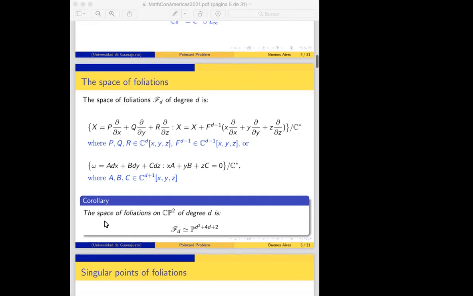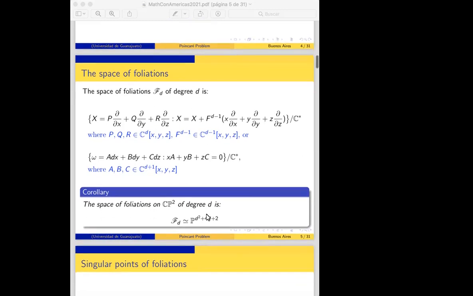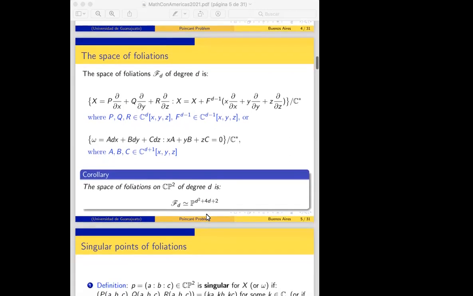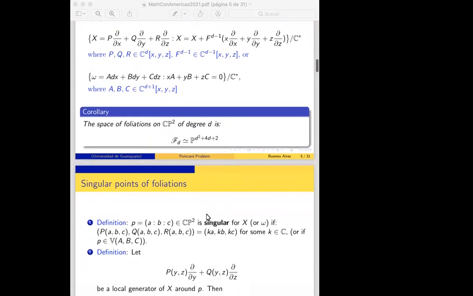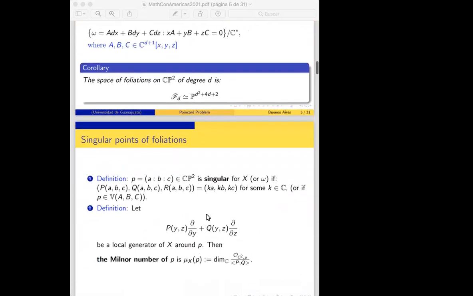Then, as a corollary, we obtain that the space of foliations on the projective plane of degree d is a projective space of dimension d squared plus 4d plus 2. Then every point in this projective space defines a foliation of degree d. This is a very important result in the theory of foliations.